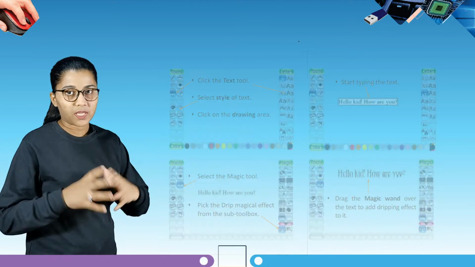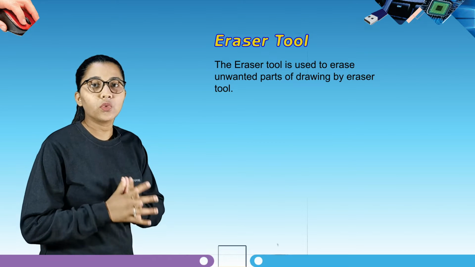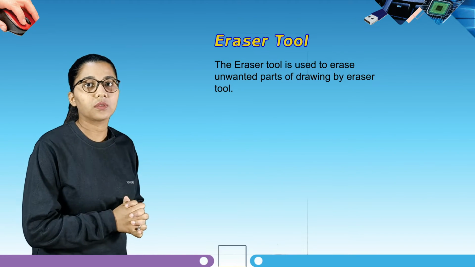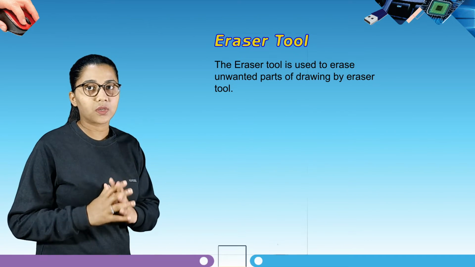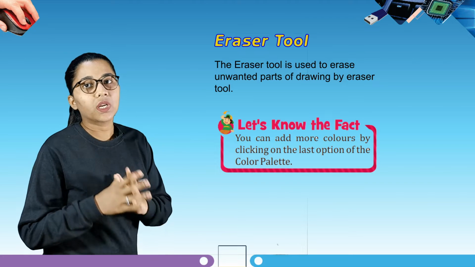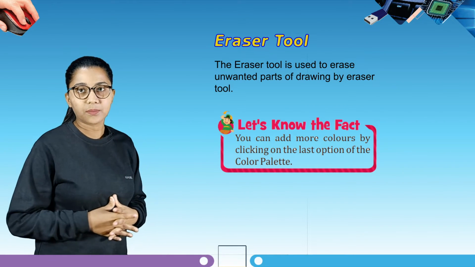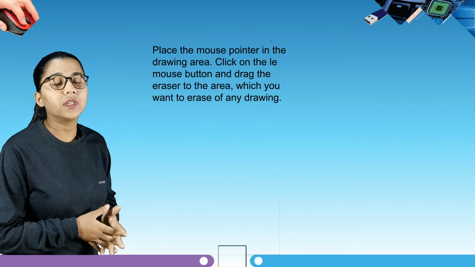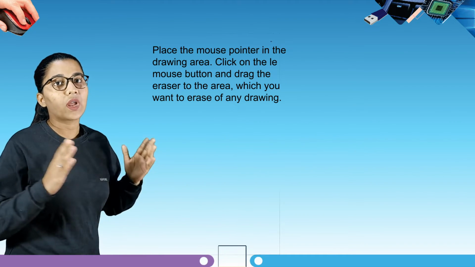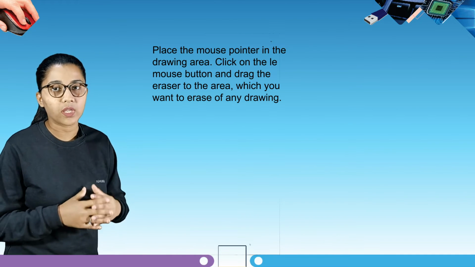Now our next topic is Eraser Tool. The eraser tool is used to erase unwanted parts of a drawing. Before we learn more about the eraser tool, let's know an interesting fact. You can add more colors by clicking on the last option of the color palette. Place the mouse pointer in the drawing area, click on the left mouse button and drag the eraser to the area which you want to erase.